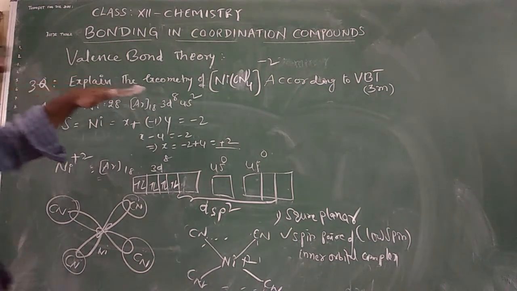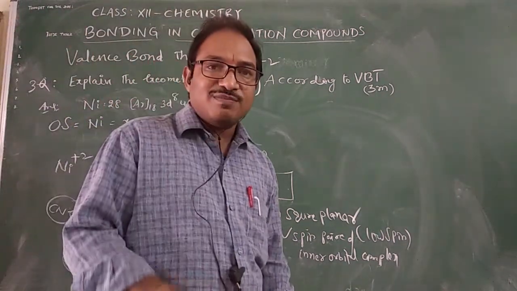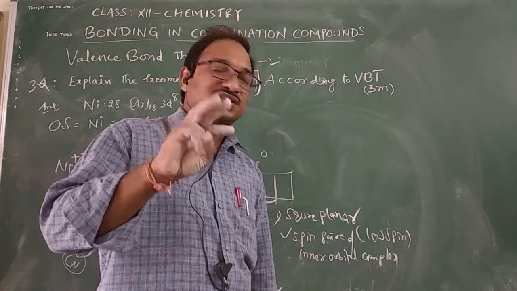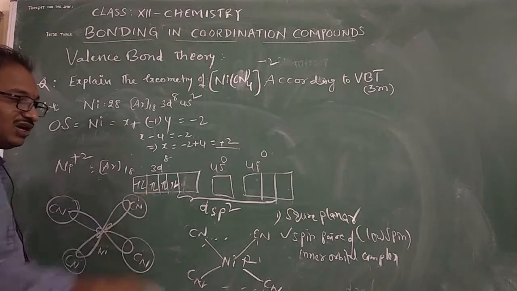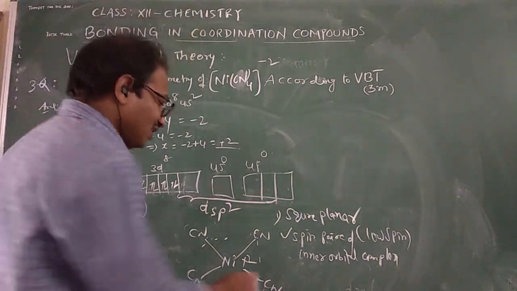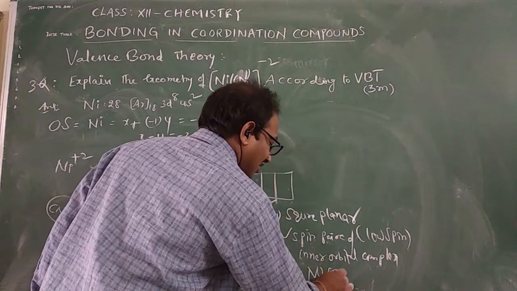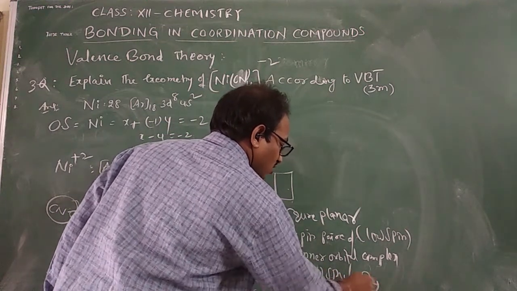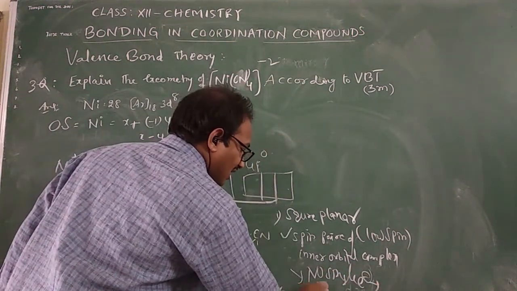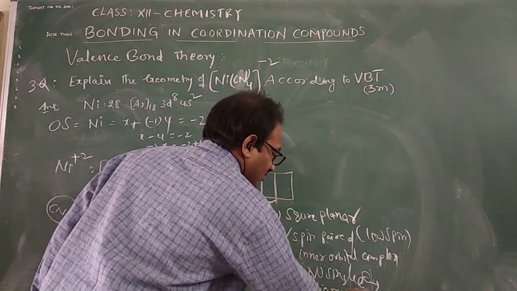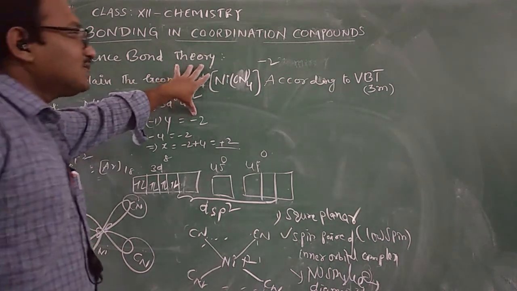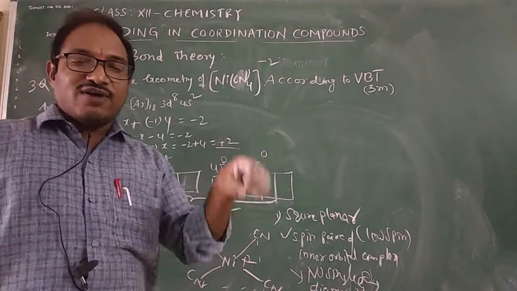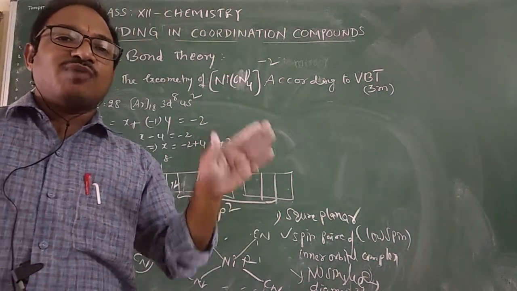Almost every time, among these 4 examples, they ask a 3 mark question. And if they ask about the magnetic nature, since there are no single electrons, it is diamagnetic. You can add this 1 point here. Every time at least one 3 mark question comes from this topic. Now the valence bond theory is complete.